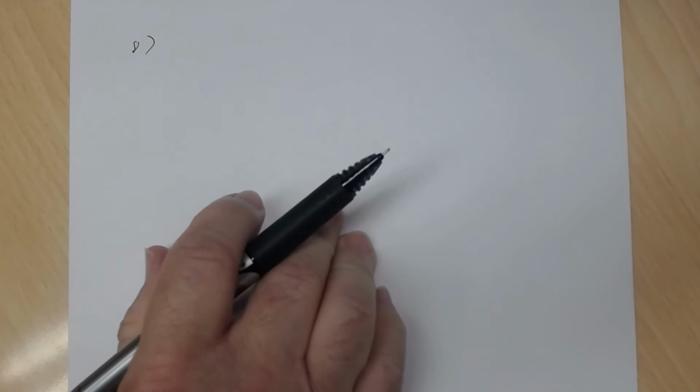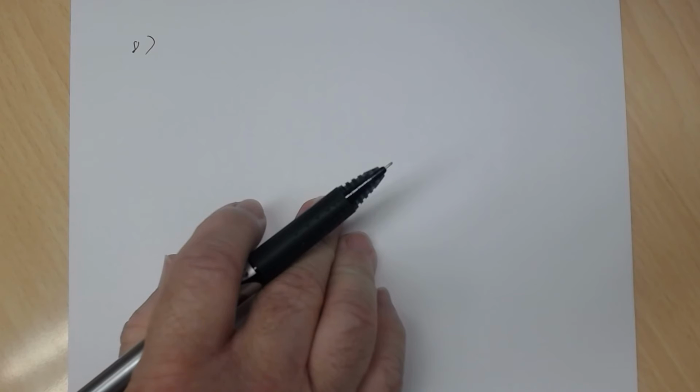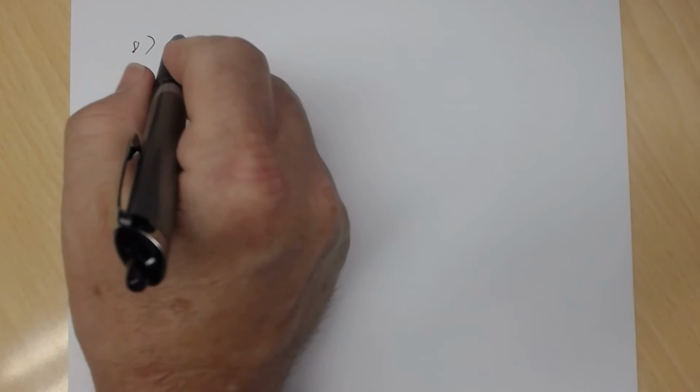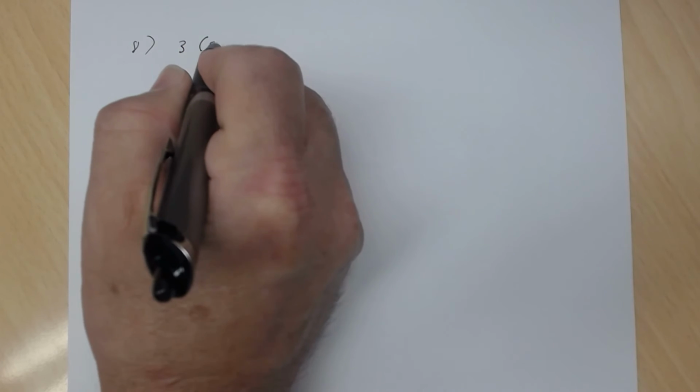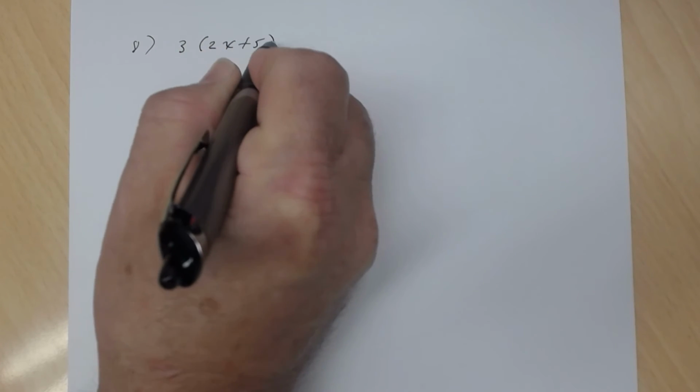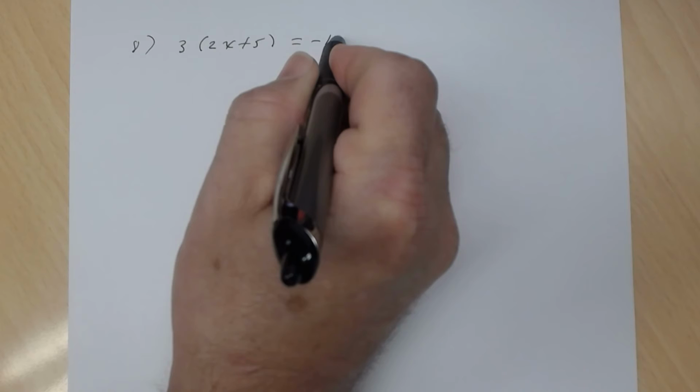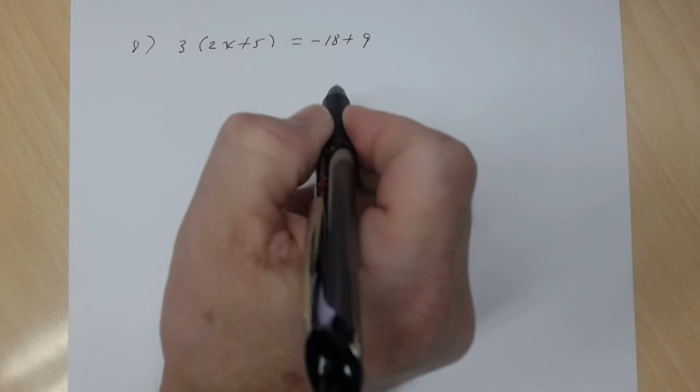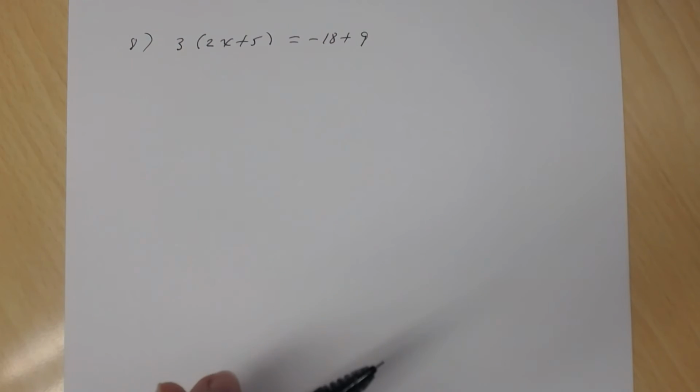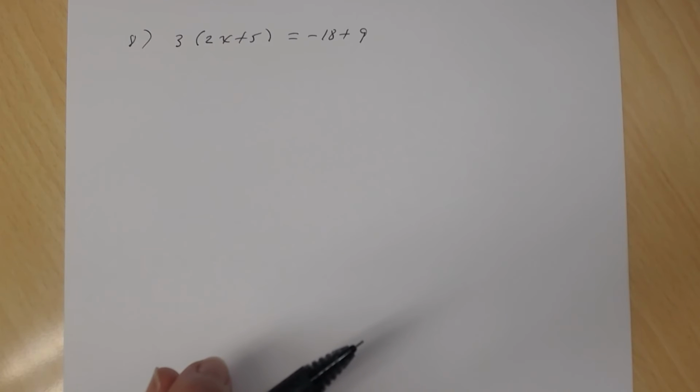Number 8. Okay, so number 8, suppose we had this. Suppose we had 3 times 2x plus 5 equals negative 18 plus 9. So 3 times 2x plus 5 equals negative 18 plus 9.